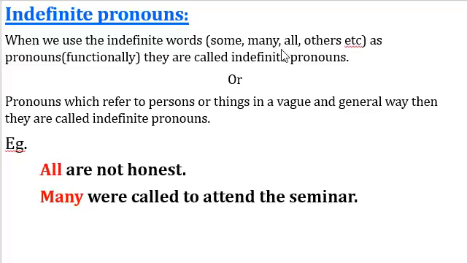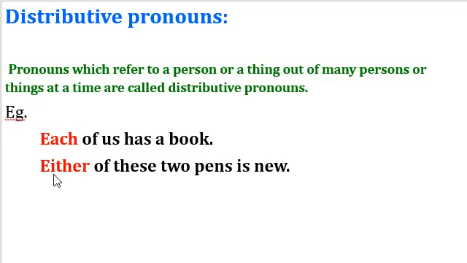All, many, others, some. These are not showing any particular number, that how many, the particular counting is not shown. So that's why we can say that these are indefinite and these are functioning like a pronoun, so we shall consider these words as an indefinite pronoun.